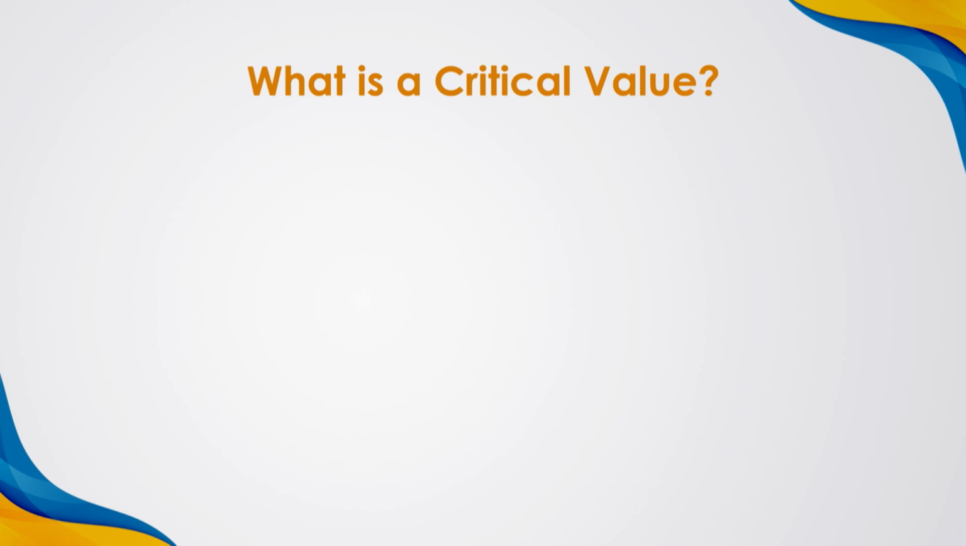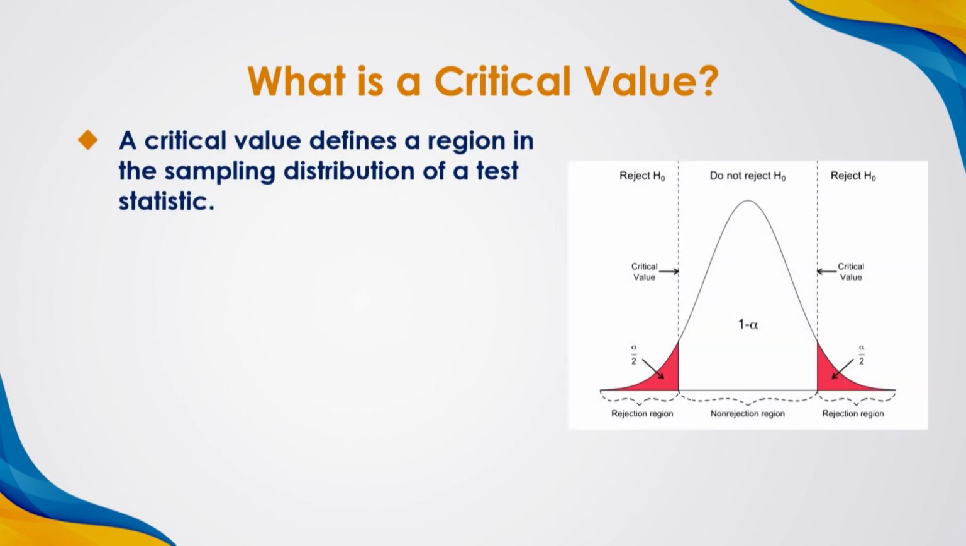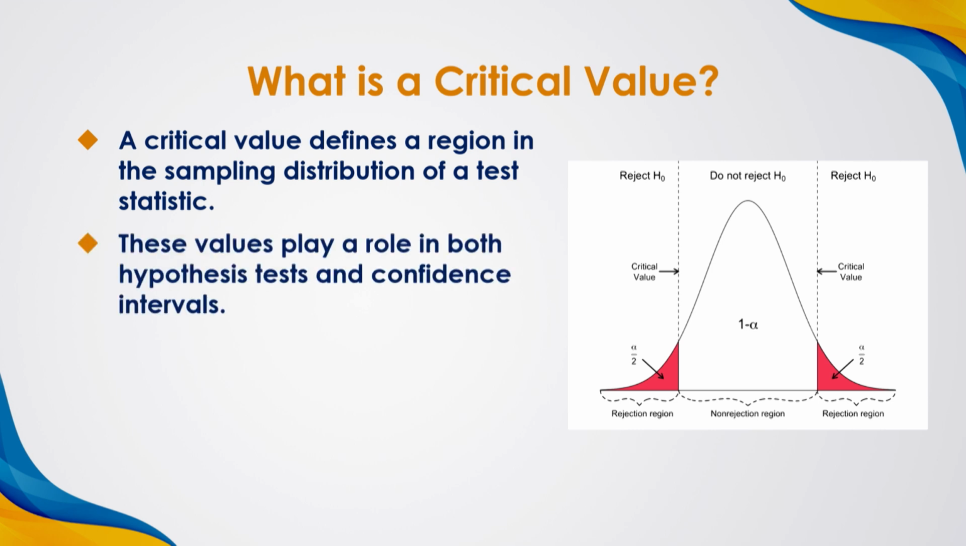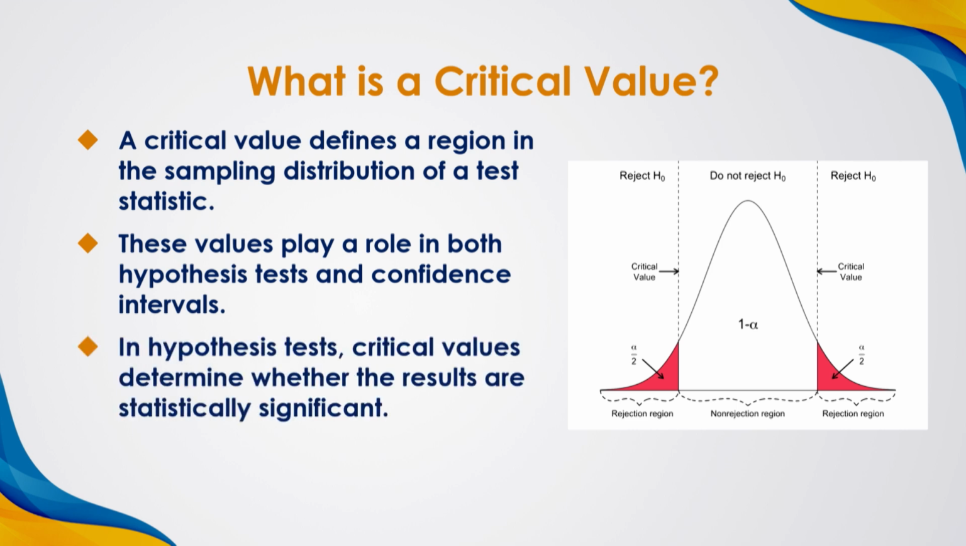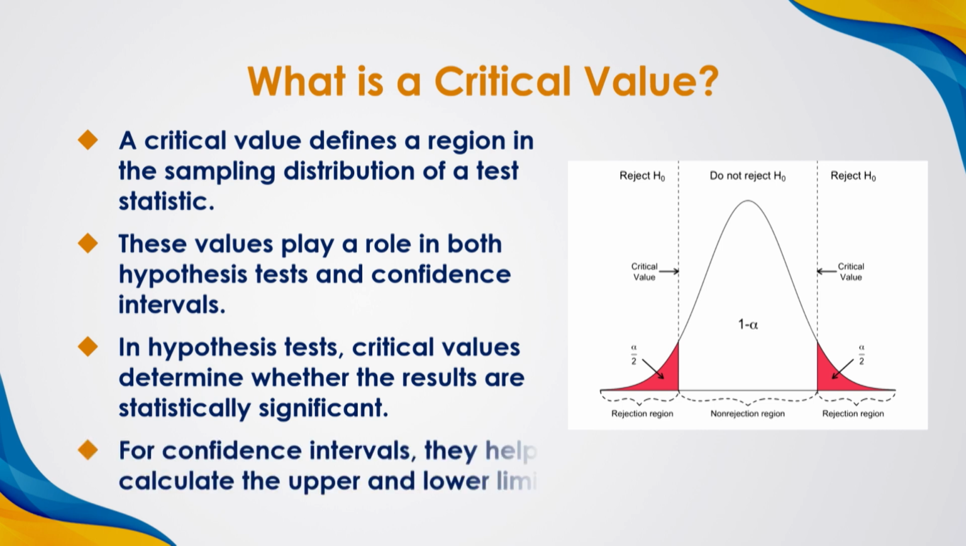So, what is a critical value? As the name itself indicates, it is a very important value. A critical value defines a region in the sampling distribution of a test statistic. These values play a role in both hypothesis tests as well as making confidence intervals. In hypothesis tests, critical values determine whether the results are statistically significant. For confidence intervals, they help to calculate the upper and lower limits of the confidence intervals.